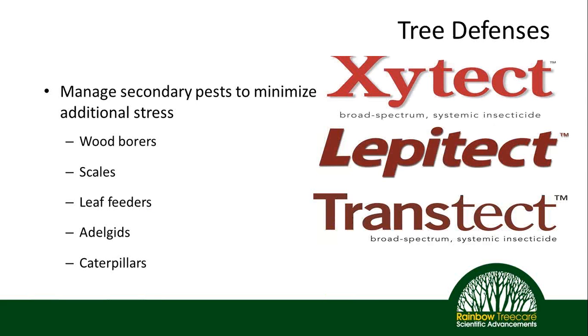So we need to manage these secondary pests diligently, using our insecticide programs to manage for wood borers, scales, leaf eaters, adelgids, and caterpillars. And oftentimes, when things are going well and we have plenty of water, we may ignore some of these insect issues simply because they may be superficial or minor, which is certainly in some cases a proper plant health care response. However, in periods of drought or extreme stress, the tree may not be able to survive even these minor insect issues. So we need to buffer that and provide the plant as much space to recover as possible.